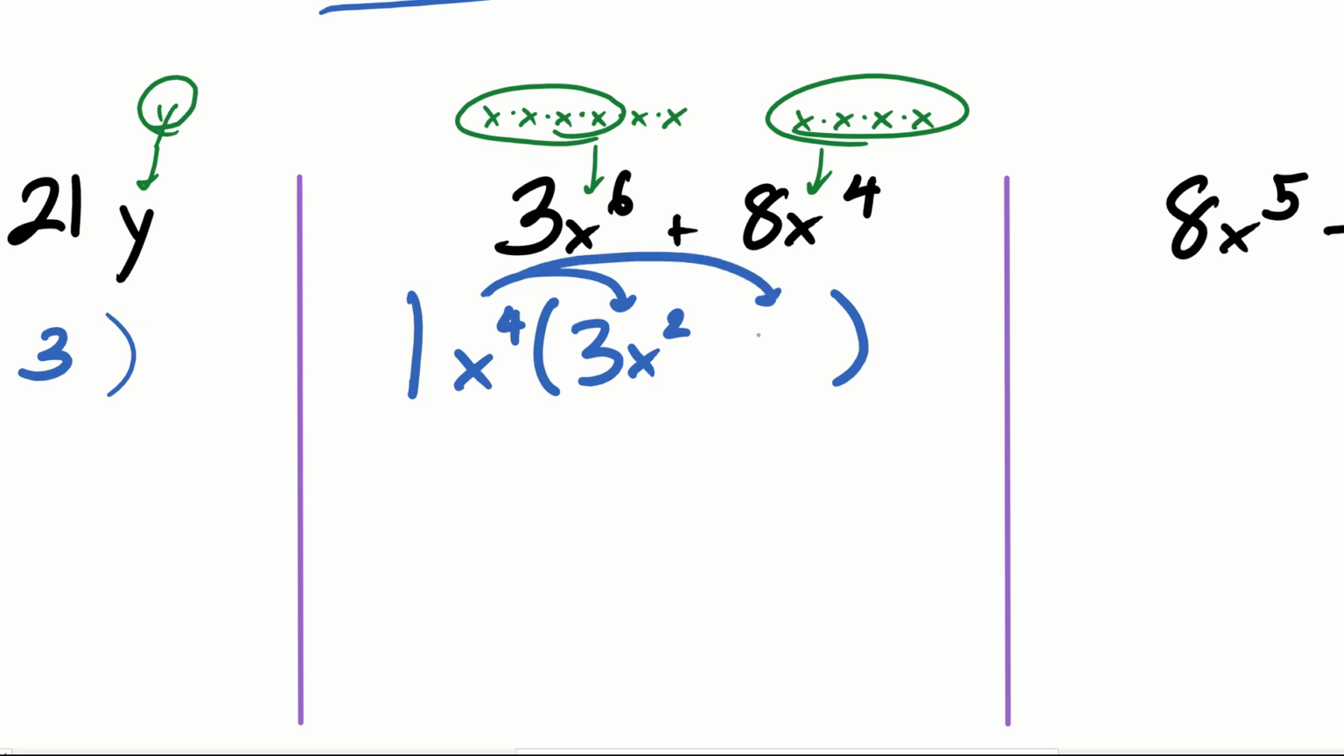1 times x to the 4th times what will get me back to 8x to the 4th? Let's see here. Well, 1 times positive 8 gets me 8. And x to the 4th times nothing gets me x to the 4th. So all I need is just an 8 right there. And I'm done. Therefore, I just factored it.